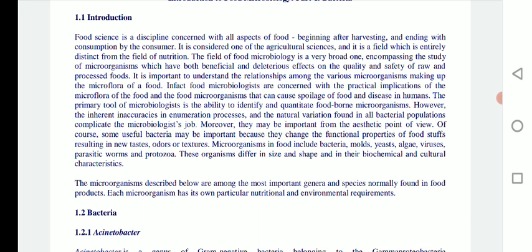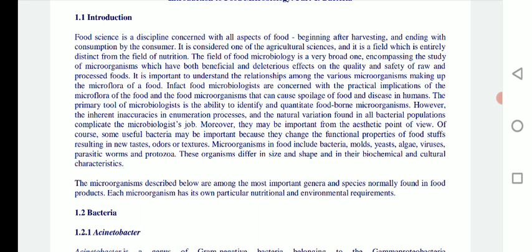Moreover, they may be important from an aesthetic point of view. Of course, some useful bacteria may be important because they change the functional properties of foodstuff, resulting in new taste, new odors and new texture. The microorganisms present in food include bacteria, molds, yeast, algae, viruses, parasitic worms and protozoa.